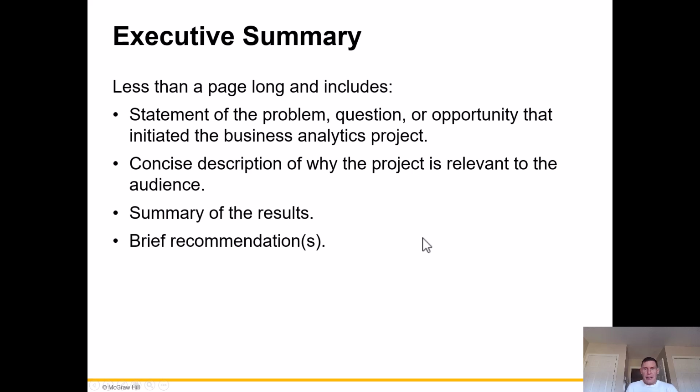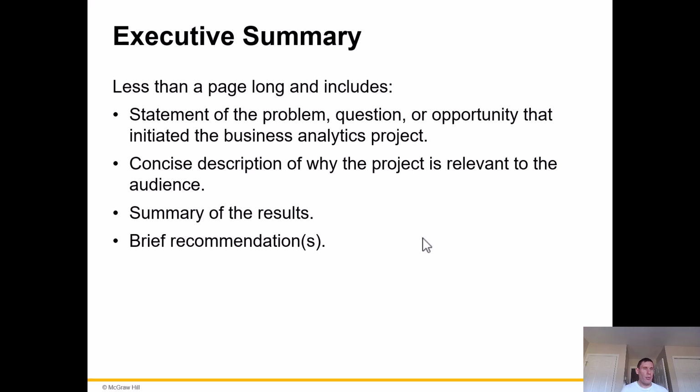An executive summary is something that you would typically see in a business plan. It's less than a page long. It would include a statement of the problem, the question, or opportunity that initiated the business analytics project, a concise description of why the project is relevant to the audience, and a summary of the results, and often brief recommendations.